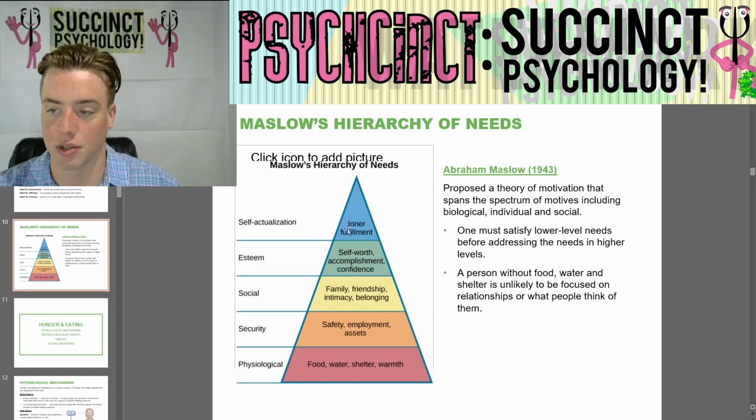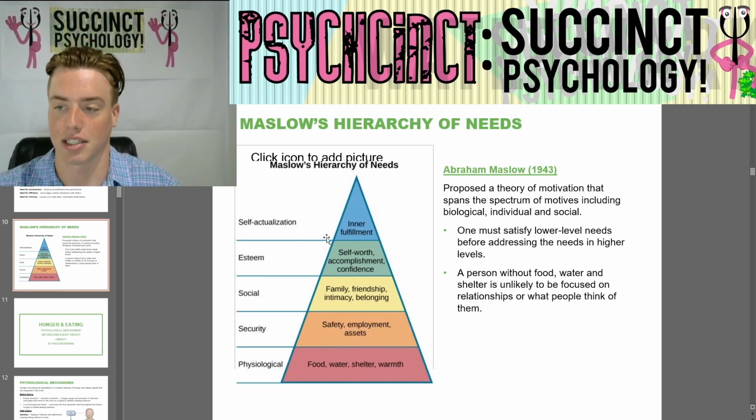So with each, you can't get the inner fulfillment if you don't have food and water, right? And you can't be worrying about self-worth, accomplishment, and confidence if you don't have safety, employment, and assets. So that's how the hierarchy works.